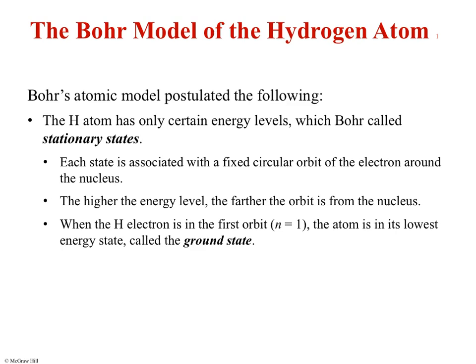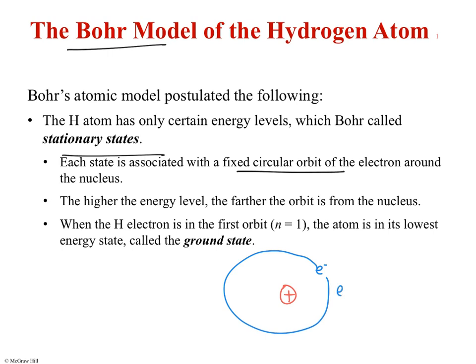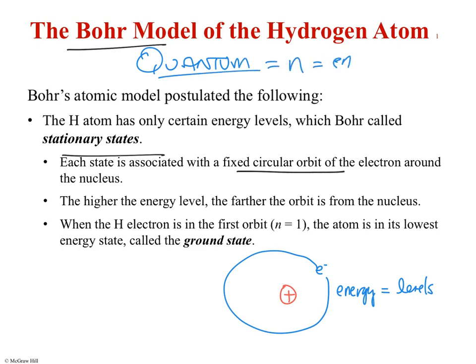And Niels Bohr came up with these stationary states, and said each state is associated with a fixed circular orbit of the electron around the nucleus. So when you have hydrogen, which has one proton in the nucleus and an electron, you have this energy state. You're going to learn that these are energy levels, and we're going to talk about quantum, the birth of all of quantum mechanics. Quantum has these energy levels. N is an energy level.